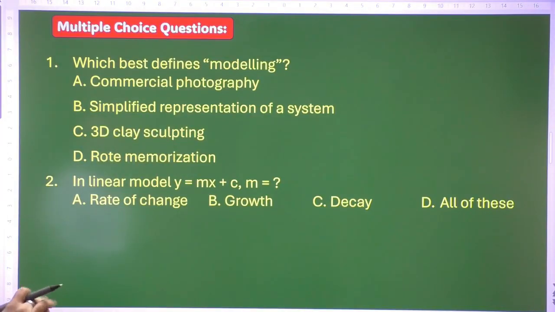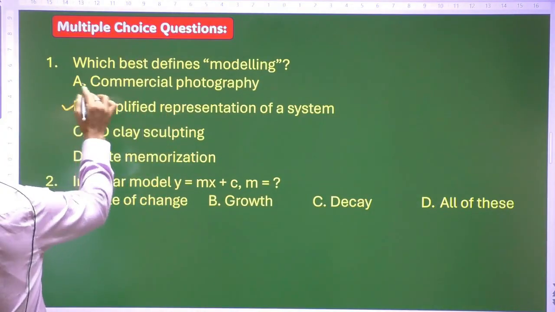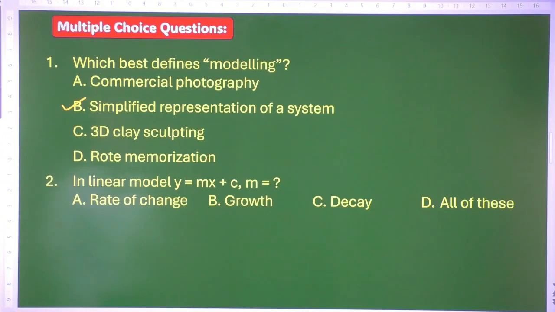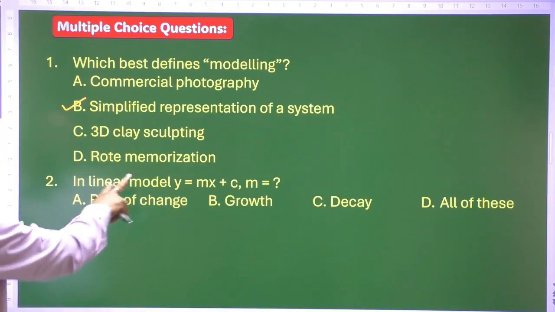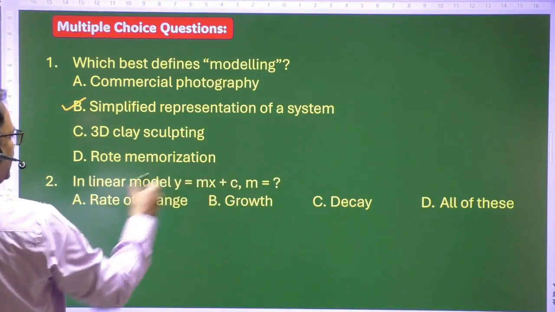Commercial photography, absolutely not. Simplified representation of a system, it is okay. 3D clay sculpting, obviously not. Rote memorization, it is obviously not. Linear model, this one is given.